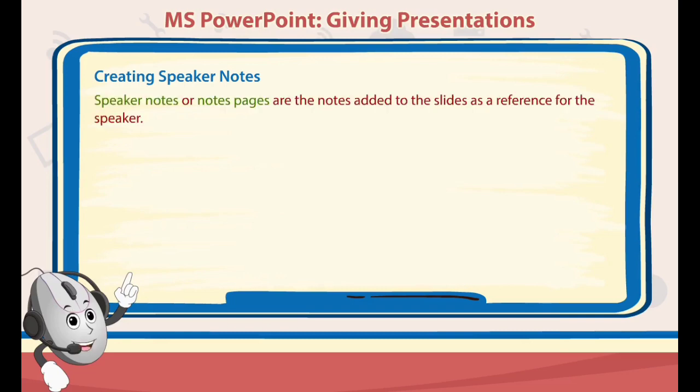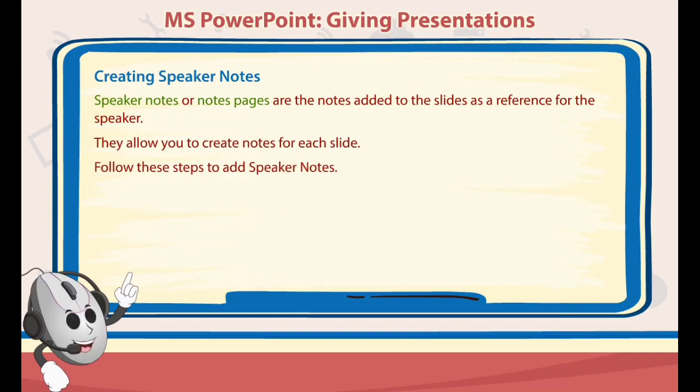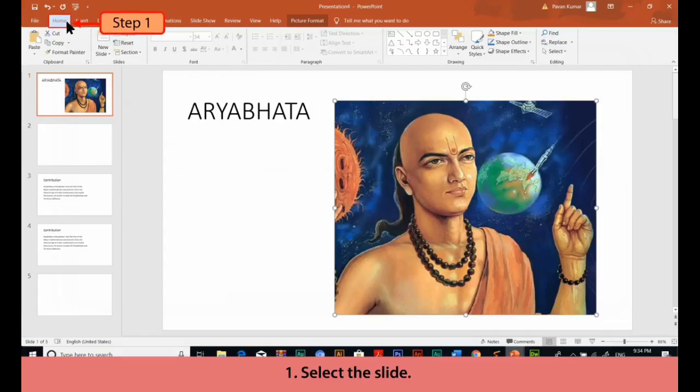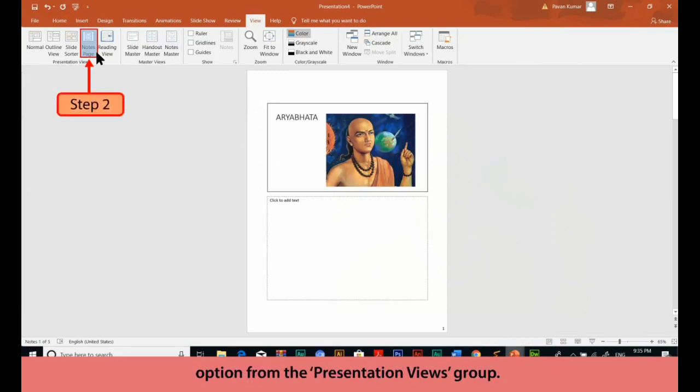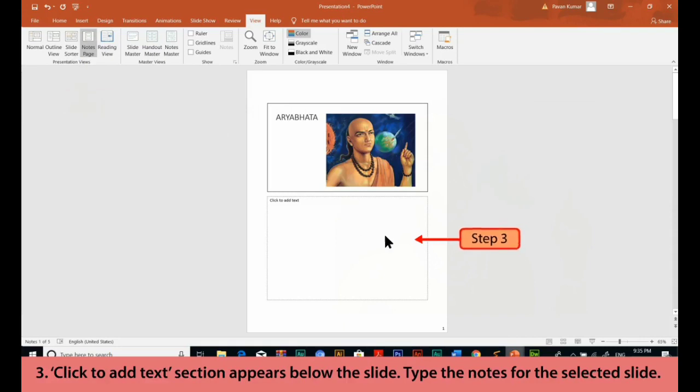Creating speaker notes. Speaker notes or notes pages are the notes added to the slides as a reference for the speaker. They allow you to create notes for each slide. Follow these steps to add speaker notes. 1. Select the slide. 2. Go to the View tab of the PowerPoint window and select the Notes Page option from the Presentation Views group. 3. Click to Add Text section appears on the slide. Type the notes for the selected slide.